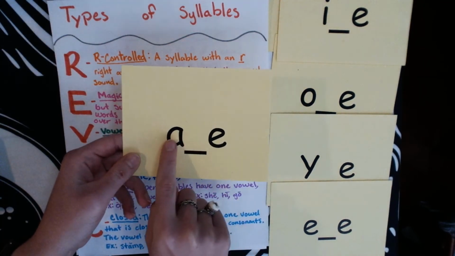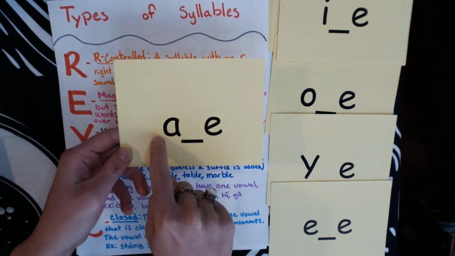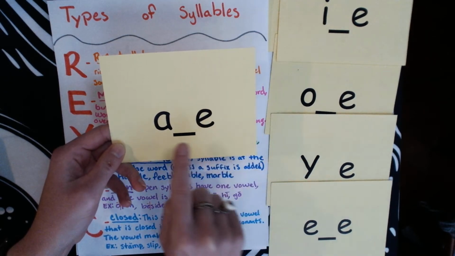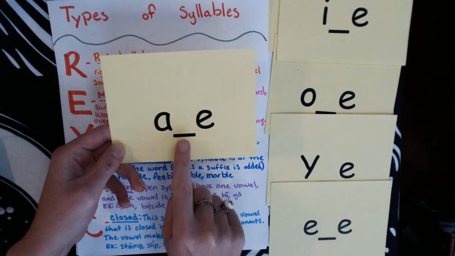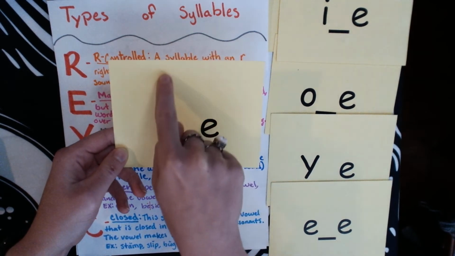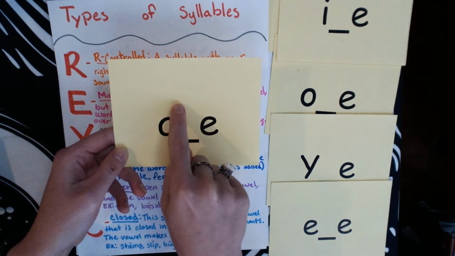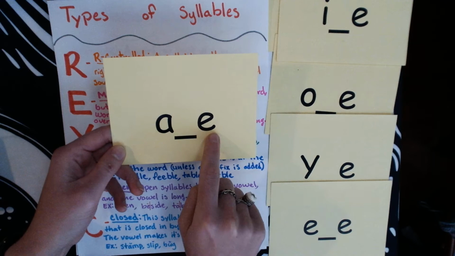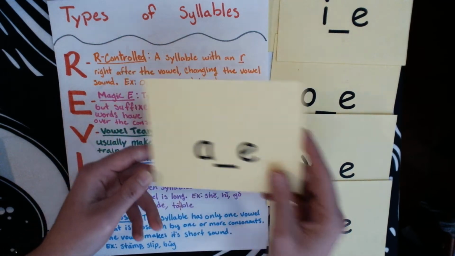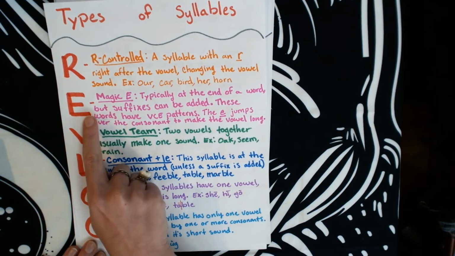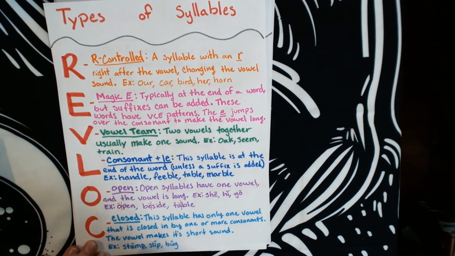And to visualize that word, we would have a C, A, K, E, and we have a vowel consonant E pattern. That E is silent. It jumps over the consonant and makes the vowel say its long sound or its long name. So A consonant E, cake, A is that long vowel sound. Those syllables, like we said, are typically at the end of the word, and a suffix can be added.